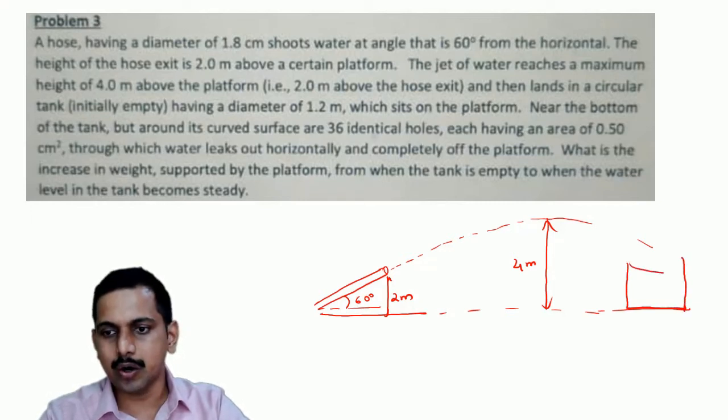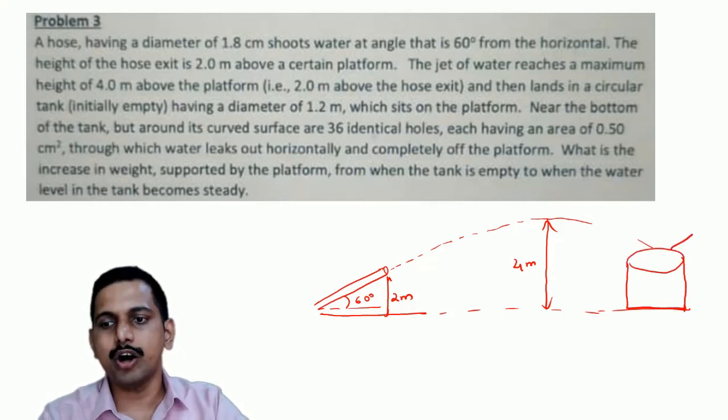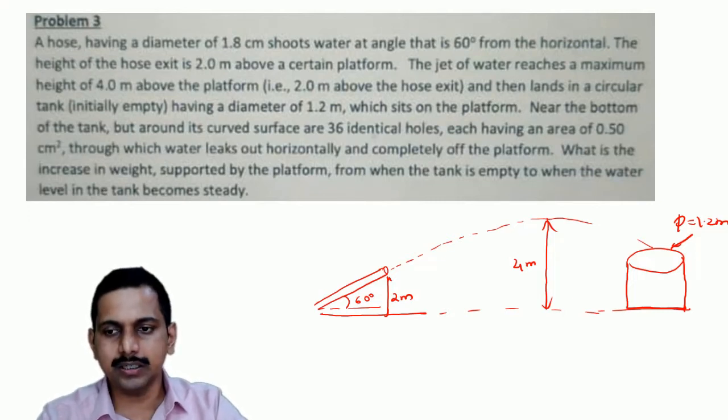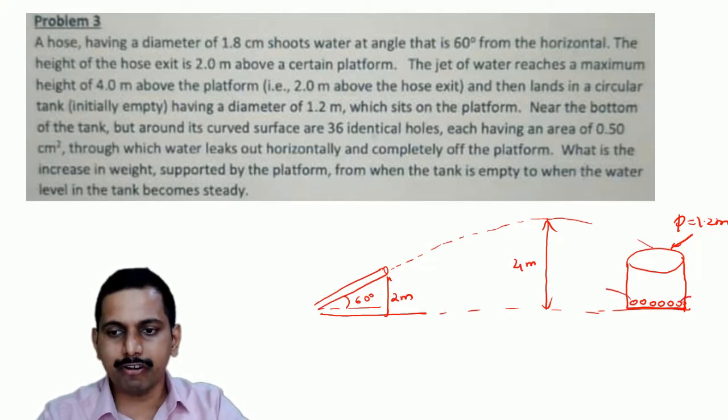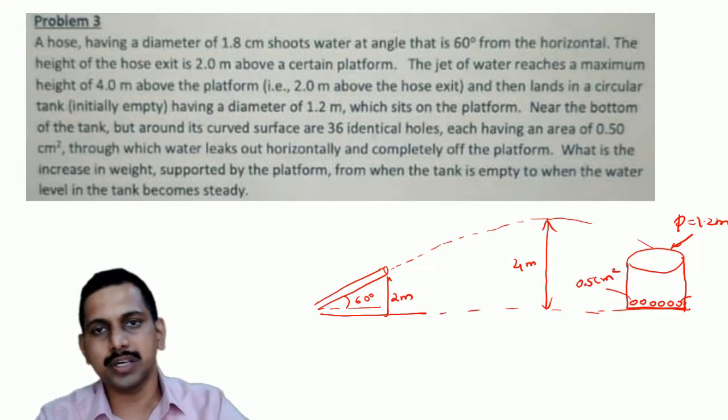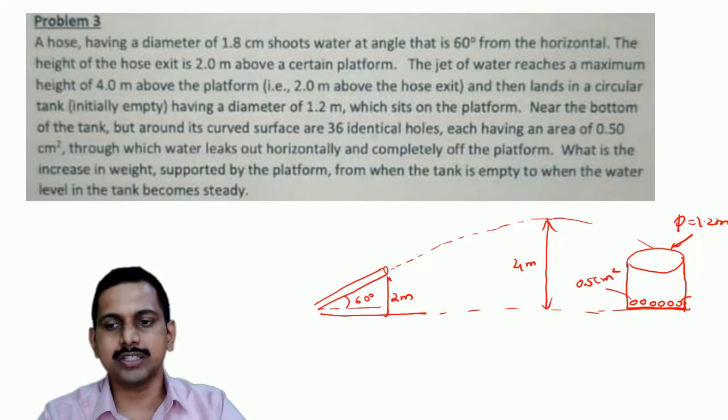It is landing on a cylindrical vessel of diameter 1.2 meters. But the cylindrical vessel unfortunately has 36 holes all around like this, each one having 0.5 centimeter square area. So whatever you are filling in is going out. I don't know, we will see that. It is not the height; whatever is increasing has to be steady. Steady means whatever is coming in has to go out from here.